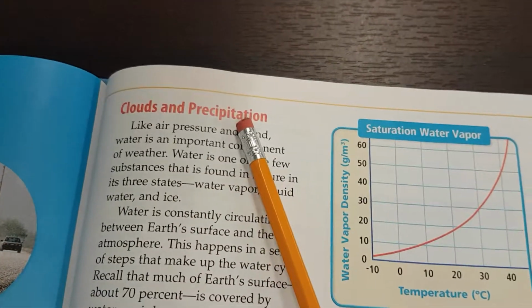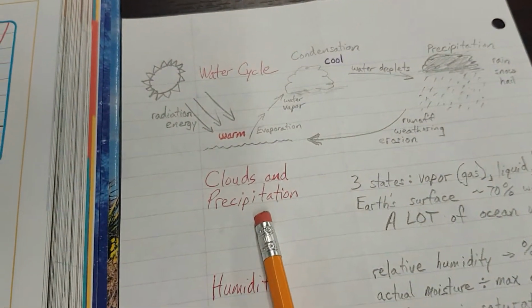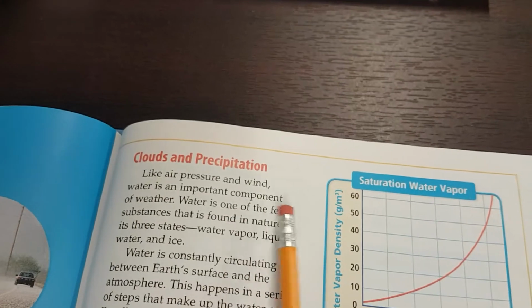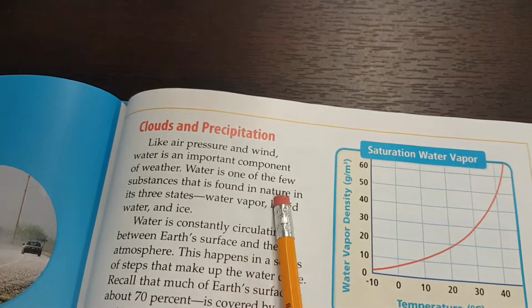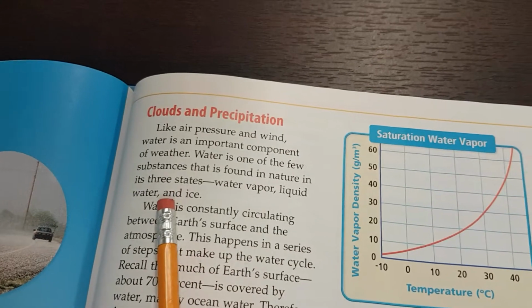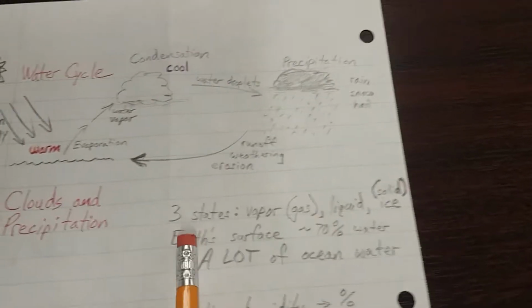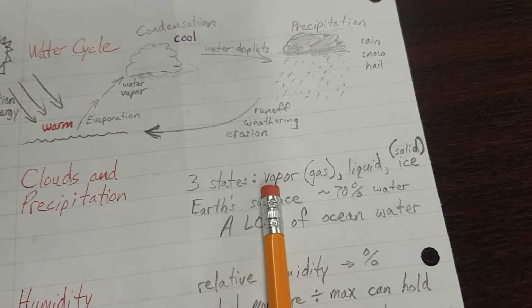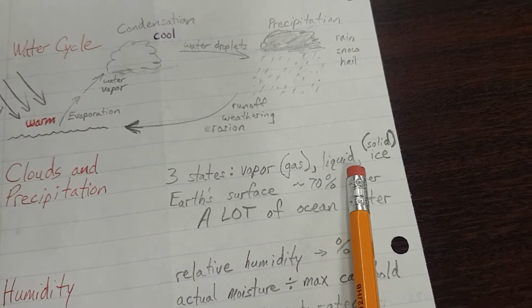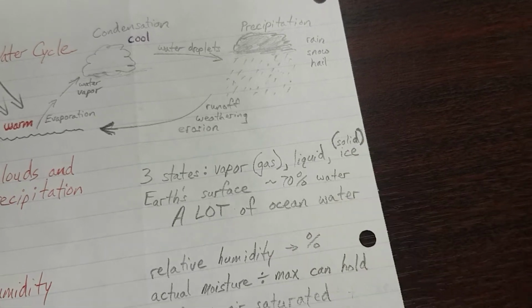Clouds and precipitation. Like air pressure and wind, water is an important component of weather. Water is one of the few substances that is found in nature in its 3 states: water vapor, liquid water, and ice. So 3 states: vapor, which is a gas in parentheses, liquid, and ice, which is a solid. It's in all 3 forms.